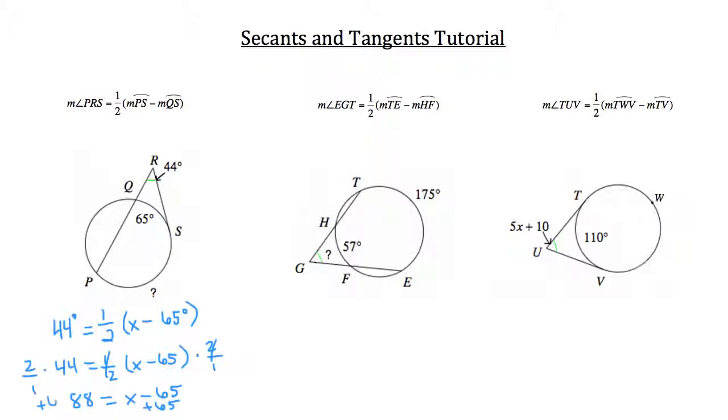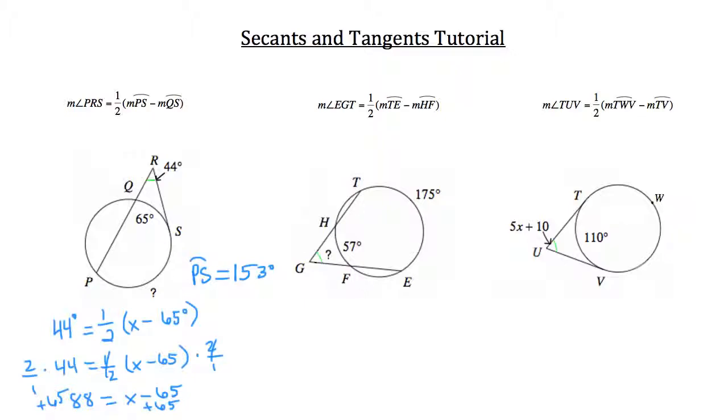So X will be equal to 153 degrees. And that's measure PS, that arc right there. So I'll just write that X as arc length PS. Now let's take a look at the middle problem. In this case, we've been given the large arc TE, which is 175 degrees, and the smaller arc HF, which is 57 degrees, and we want to solve for that angle TGE.